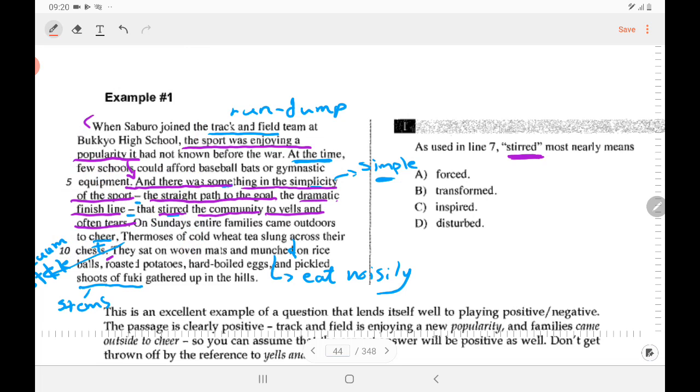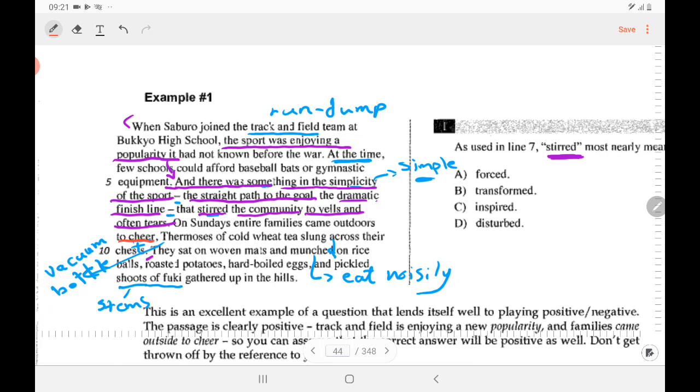The sport is enjoying more popularity, and here he's praising the sport. It's a simplicity, it's a dramatic finish line. The community was stirred or was excited to yells and often tears. And on if you continued, Sundays families came out to cheer. So it's all here.